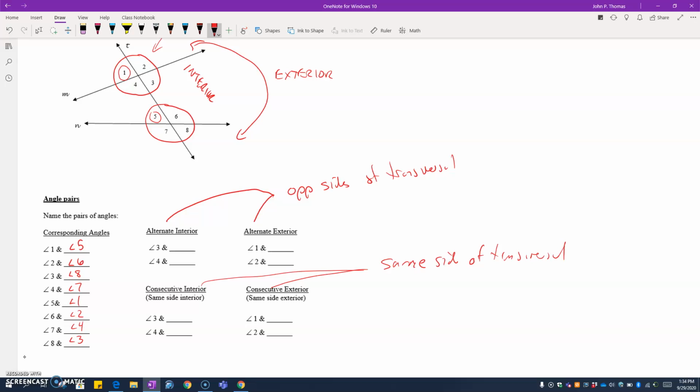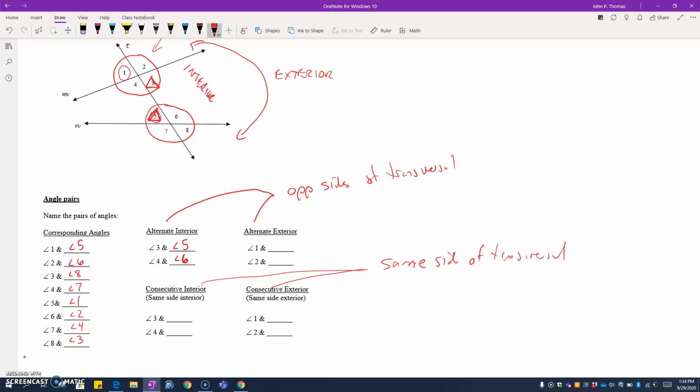So we're basically either going to be like an alternate interior, so opposite sides of the transversal, inside between the two lines. So that would be like a 3 and a 5, because they're opposite sides of the transversal and inside, so angle 3 and angle 5. Or we could say angle 4 and angle 6, because they're on opposite sides of the transversal on the interior.